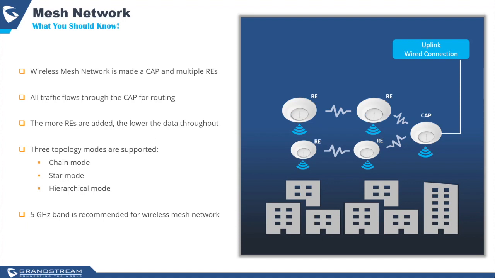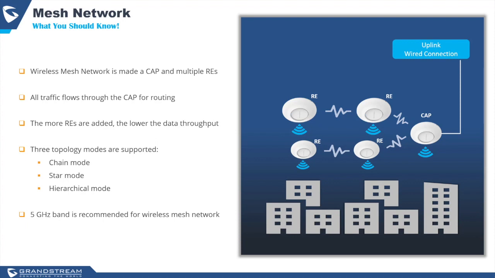The way that works, we use one of the access points for the wired connection, and it will be assigned the role of a central AP or CAP. The rest of the access points will be used as range extenders or RE. In a wireless mesh, each RE will forward the received data in the direction of the central access point. In other words, all the wireless traffic will go through the central access point for routing.